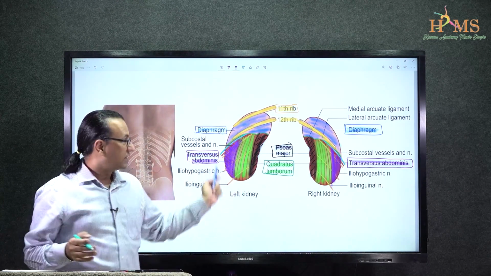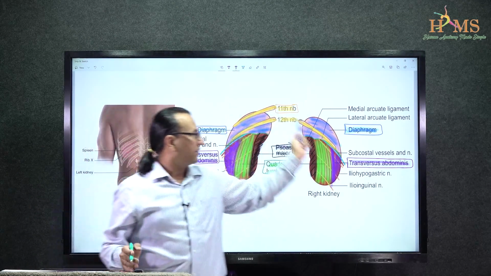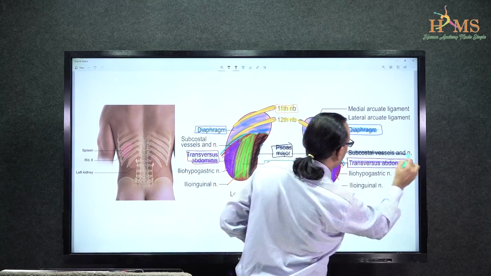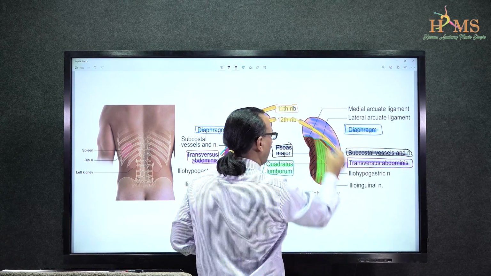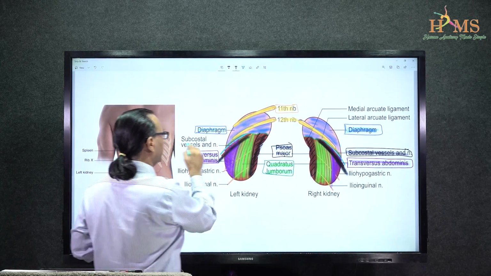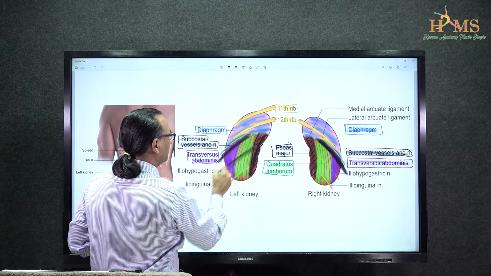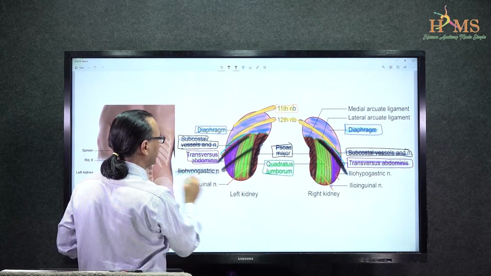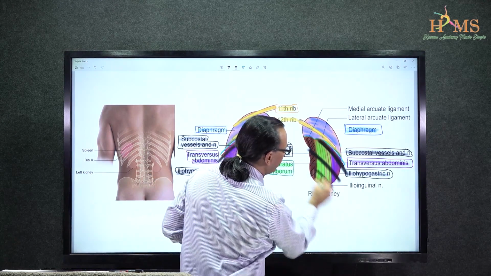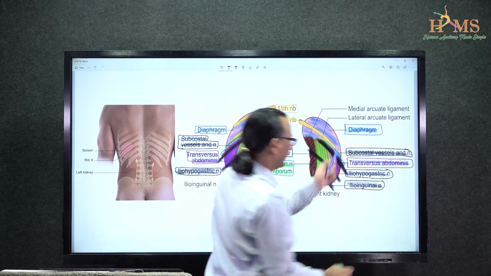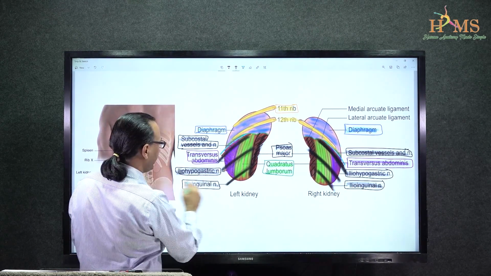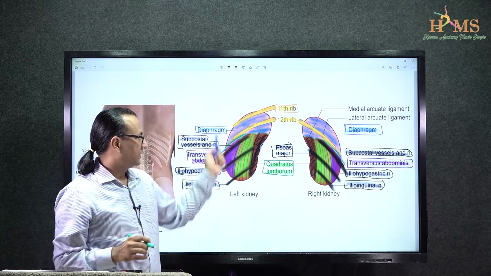See, this is the 12th rib, and under the 12th rib will be coming the subcostal nerve. So here you can show the subcostal nerve related to the kidney posteriorly on both sides. And along with the subcostal nerve, we also have the iliohypogastric nerve coming from the lumbar plexus on either side. And then we have the ilioinguinal nerve also related posteriorly to either of the kidneys. So hence we have seen 3 nerves related to the kidneys posteriorly.